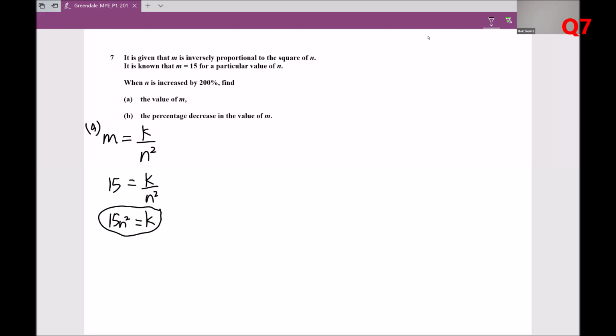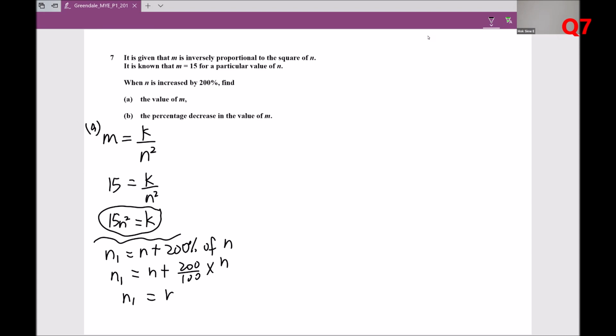Now n is increased by 200%. We have a new n, which we'll call n1, which is the original n, and we increase by 200% of n. So your n1 would be n plus 200 out of 100 of n. So n1 would be n plus 2n. So your new n is actually 3n.